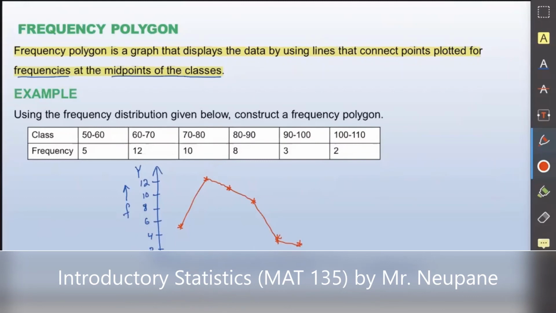So what you have to do is extend this to the midpoint over here. Assume that there is a class 45 to 55 somewhere here. If there is, the midpoint will be here, so come down to that. We don't have a class 45 to 55 over here, so the frequency is 0. If you drop down here, you'll come to the x-axis. You'll do the same thing over here, dropping down to the x-axis, where the frequency is 0.